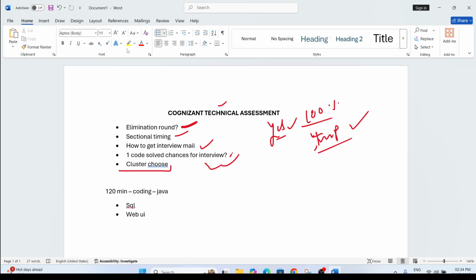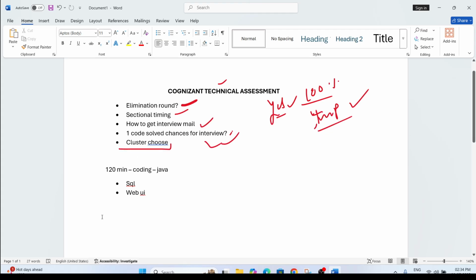Now what is the exact timing for SQL, and how many questions? The total timing is 120 minutes. In Java, there will be a total of 2 questions, and SQL also has 2 questions. In Web UI you have to solve only 1 question. So there will be a total of 5 questions. And what is the exact timing?